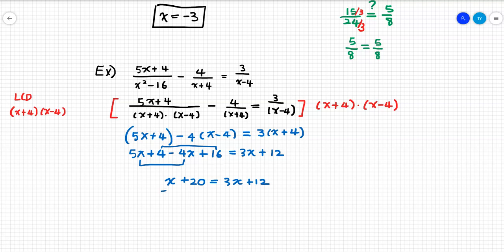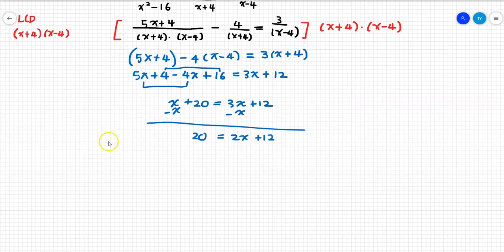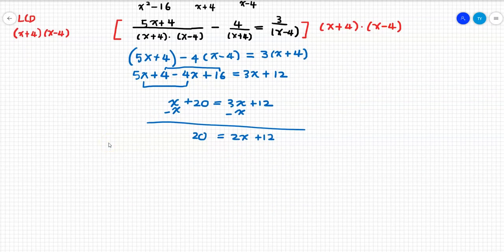Now, I'm going to subtract x. Okay, so then I have 20 equals 2x plus 12. Okay, now then we're going to subtract 12 from both sides.